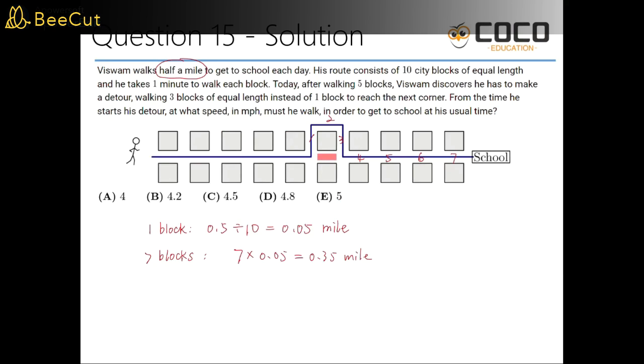Then let's check for the time taken. Now, at first, 1 block is 1 minute. So if he goes by the original route, this 1, 2, 3, 4, and 5. So it will only take 5 minutes, each block for 1 minute. So time taken is 5 minutes, converted into hours, this is 1 out of 12. So we can find the speed. The speed is the distance divided by the time. That's the same as 0.35 times 12. So equals to 4.2. The answer is option B.